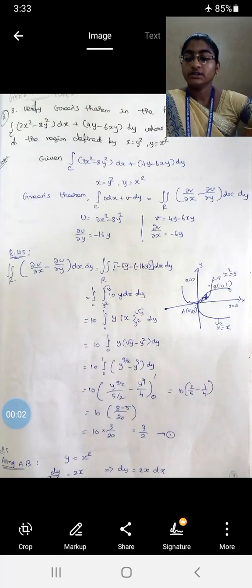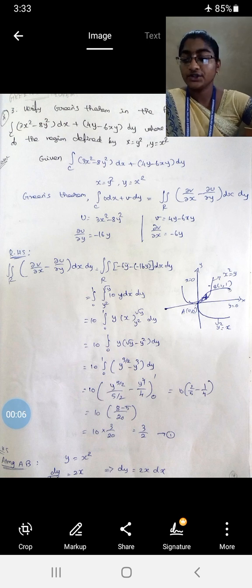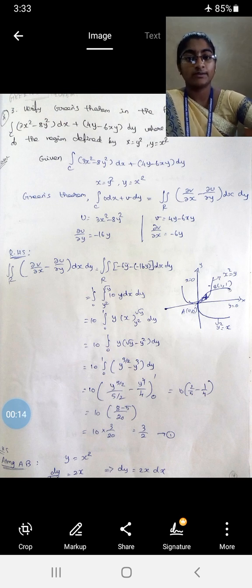Good morning everyone. In vector calculus and complex variable unit 2, today we are going to see integration of vector. In integration theorems there are three types: Green's theorem, Gauss divergence theorem and Stokes theorem. So our first topic is Green's theorem.